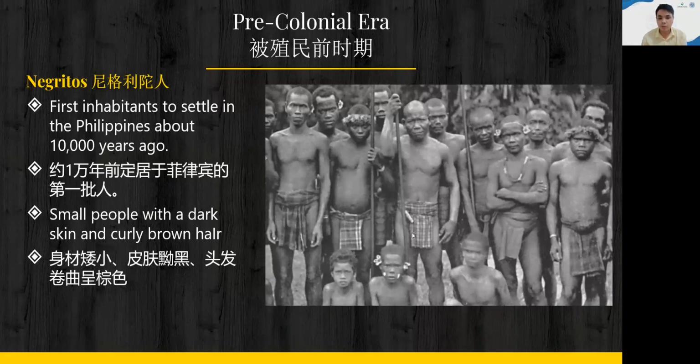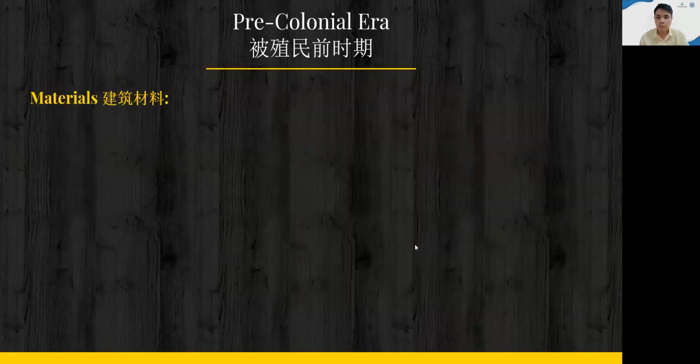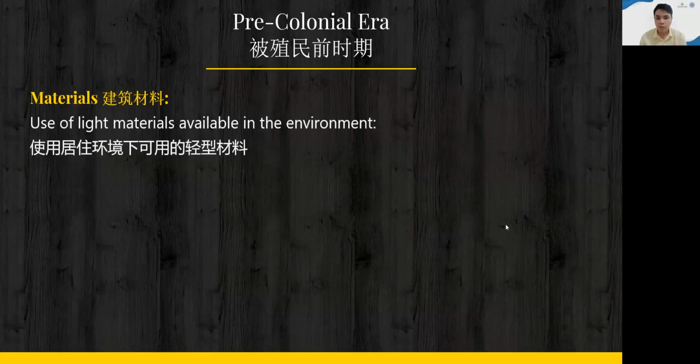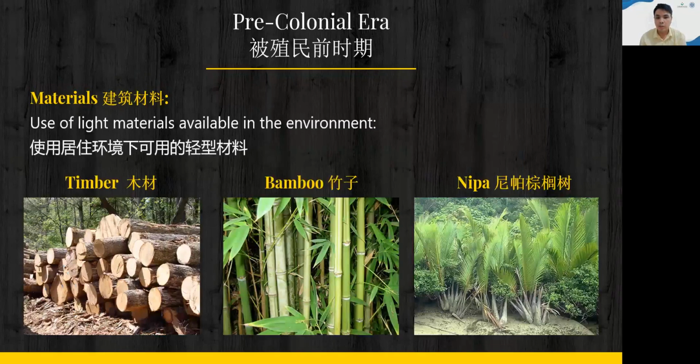What is interesting to note is that the arrival of the Negritos and the succeeding ethnic groups through migration basically formed the pre-colonial tradition, the pre-colonial culture, and of course the building construction practices. We will now describe the pre-colonial era in terms of the materials. The pre-colonial era is characterized by the use of light materials available in the environment.